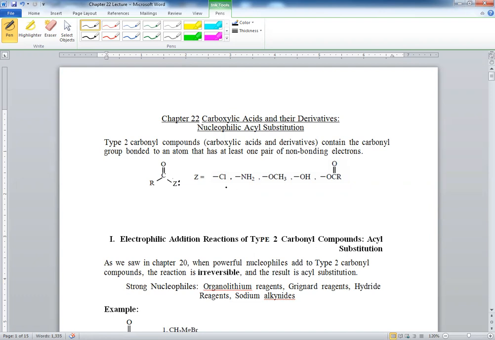Now, Z can be a chlorine atom, it could be an NH2, like an amine, OCH3, OH, and OCOR group. So for example, if we have Cl, this would be called an acid chloride. And if you have the OCH3, that would be called an ester, so on and so forth. Of course, it's an OR group, so it could also be an ethyl group attached here. That would also be considered an ester. So this is an ester.